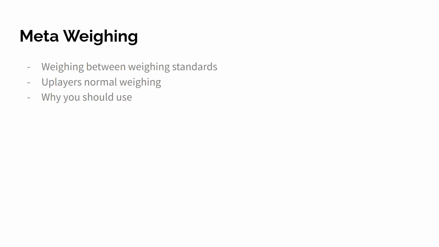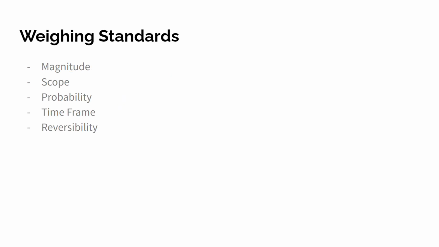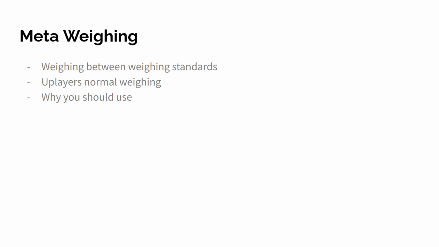So meta-weighing is weighing between different weighing standards. Going back to these five standards of magnitude, scope, probability, time frame, and reversibility, what you're doing with meta-weighing is weighing between those different weighing standards. So why should we use magnitude to weigh impacts versus probability? This uplayers normal weighing because it's a question of which weighing standard we ought to use, which is a reason why you should use meta-weighing.